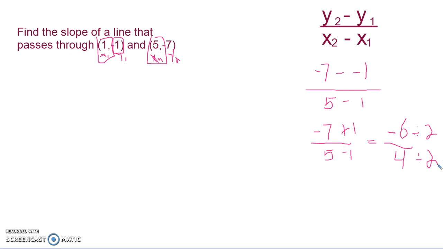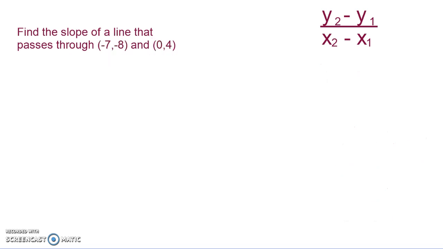All right, so negative 6 divided by 2 gets us negative 3, and 4 divided by 2 gets us 2. So our slope is negative 3 over 2. All right, in this last example, we have to find the slope of the line that passes through negative 7, negative 8, and 0, 4.